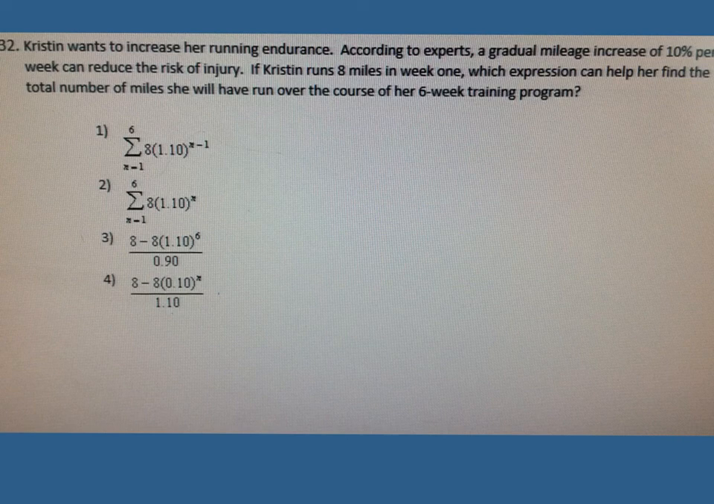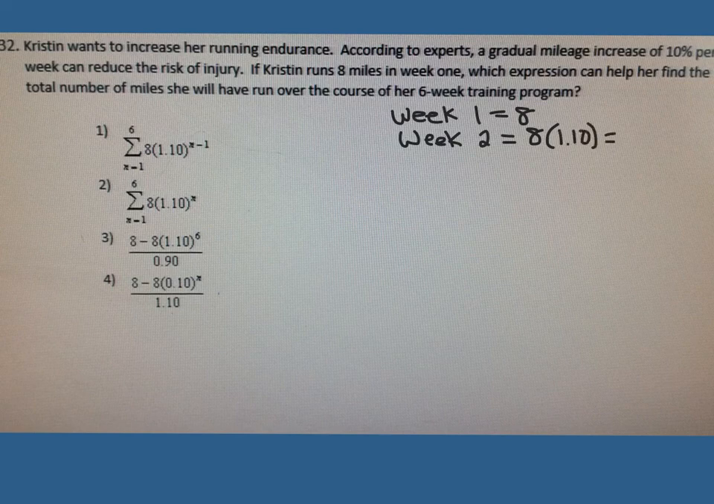Okay, so I'm going to start by organizing myself over here. In week 1, she wants to run a total of 8 miles. In week 2, she'll want to increase that by 10%. So if you take 8 miles and you want to increase it by 10%, you multiply it by 1.10, or just 1.1. So in the second week, she's going to want to run 8.8 miles.